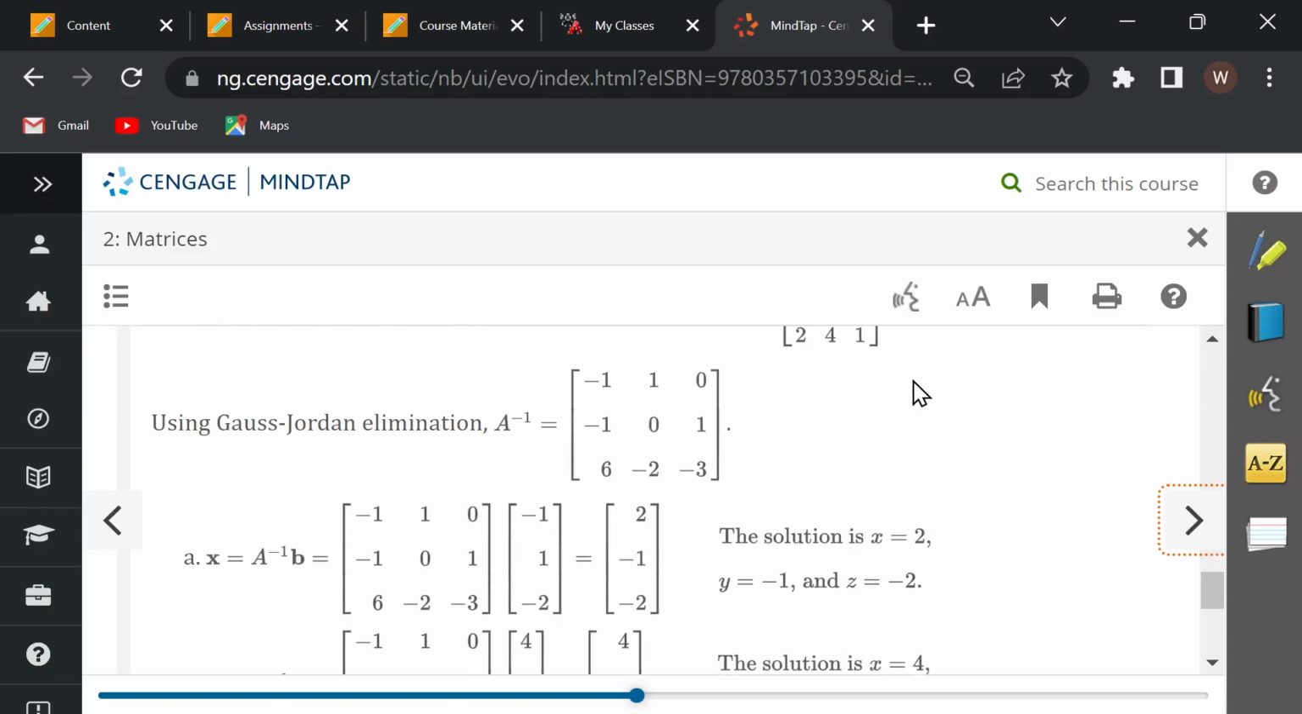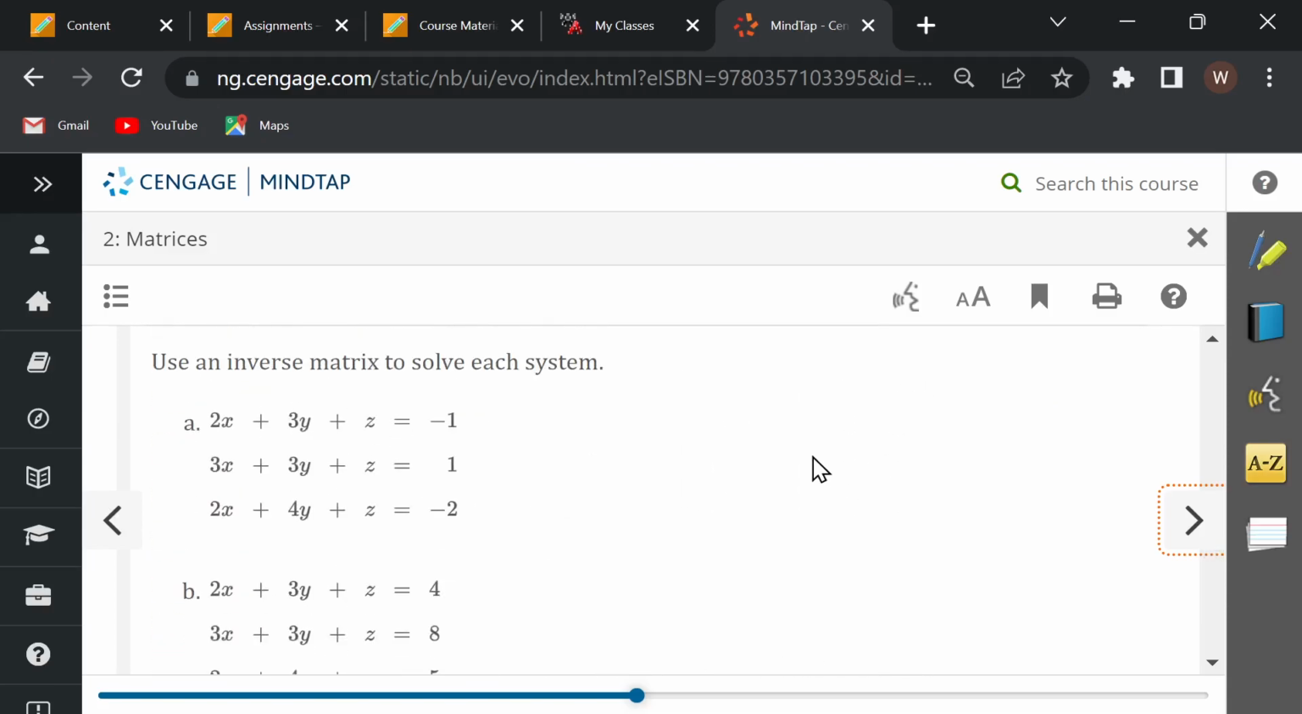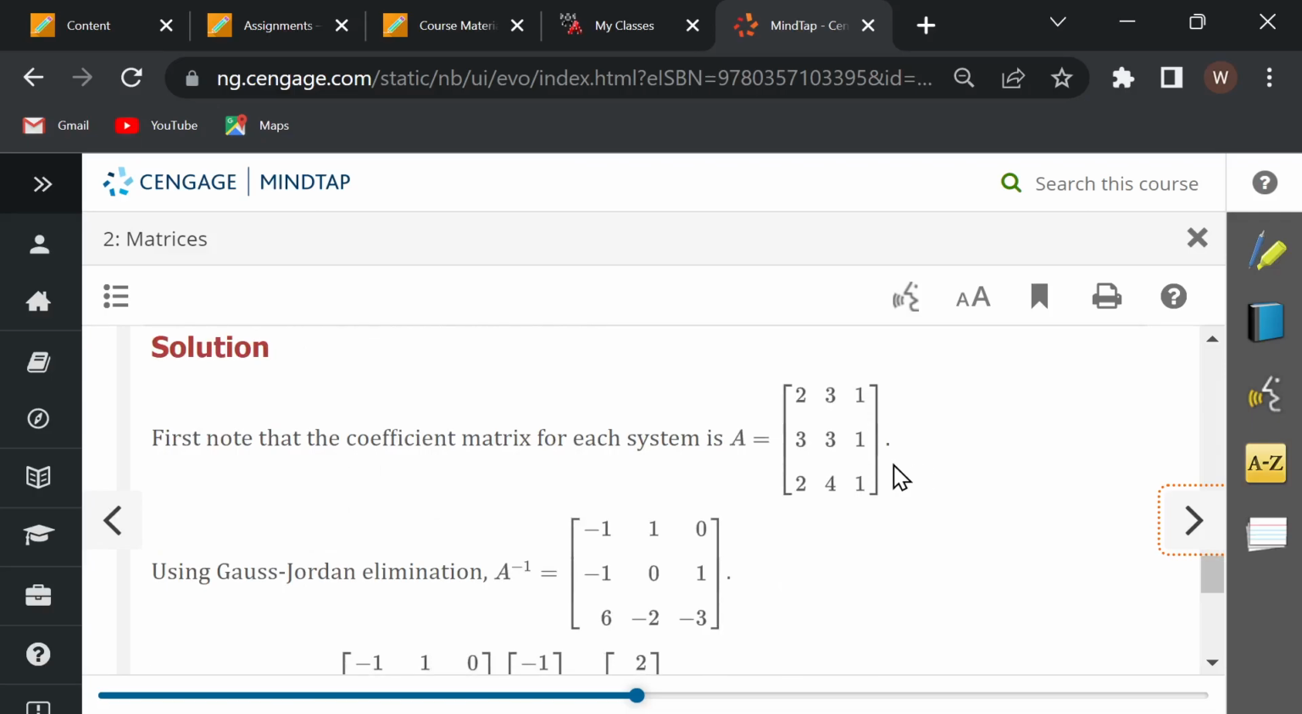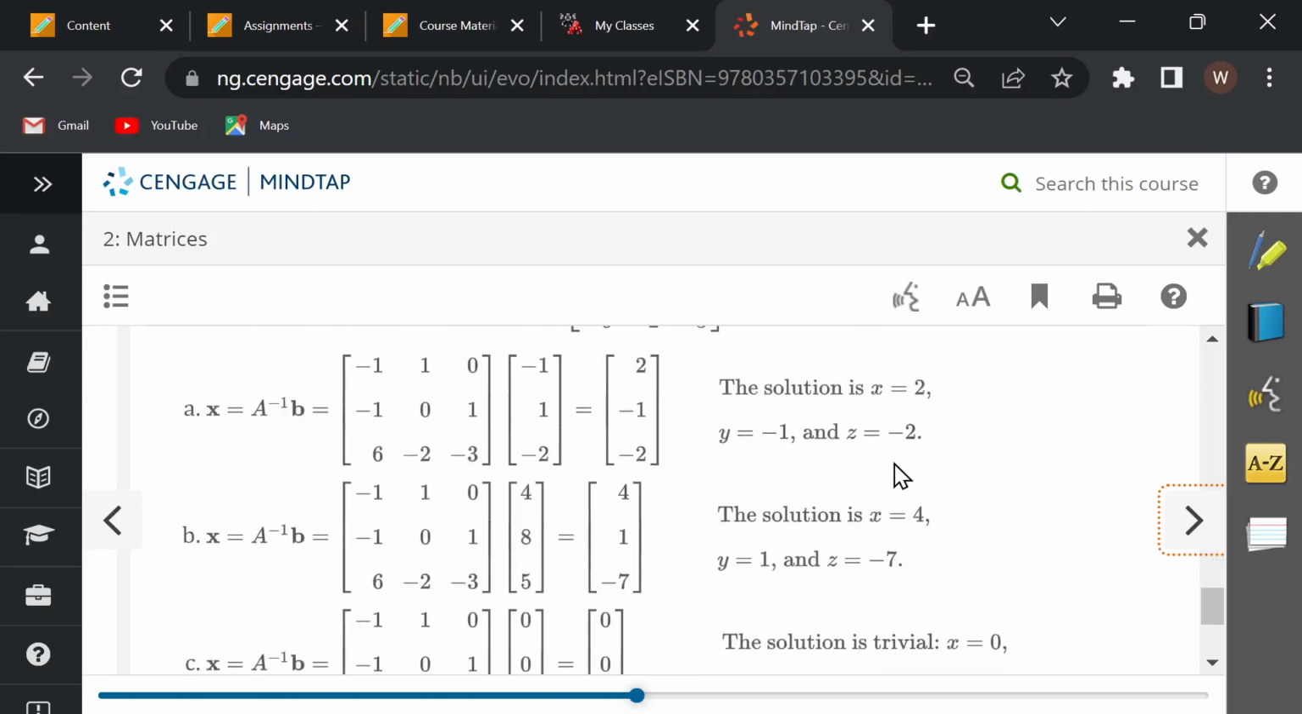And then, of course, you get to practice. It gives you a system of equations. You write it down as A times X equals B. You compute A inverse, and then you multiply A inverse times the B on the right-hand side to get the solution. Does this make sense?